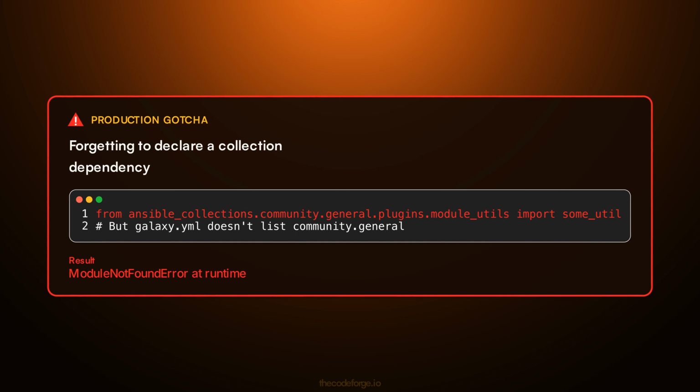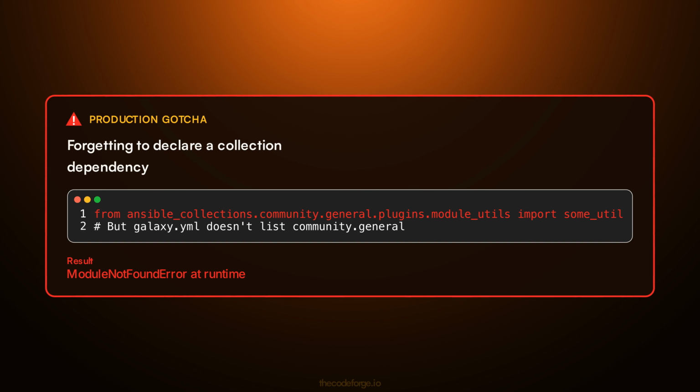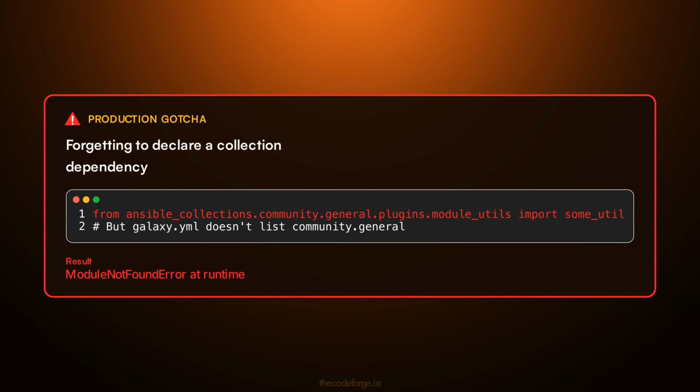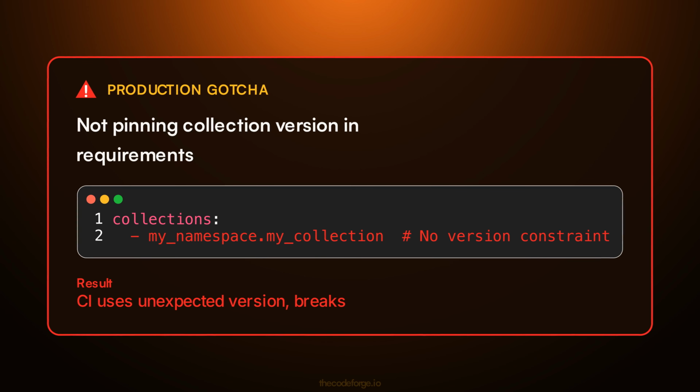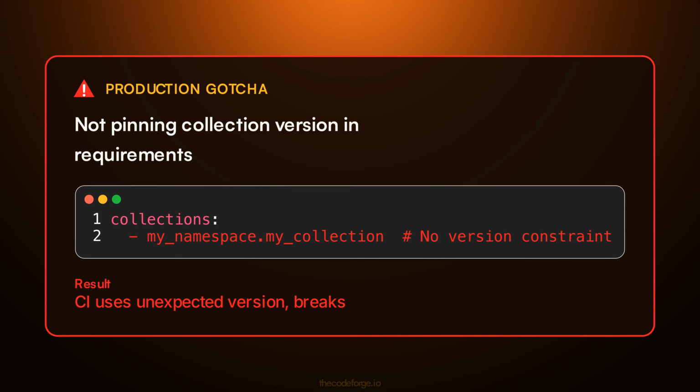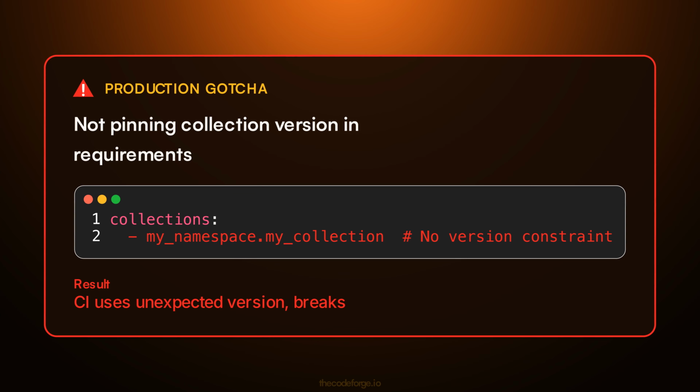If your module imports from another collection, but you forget to declare it in galaxy.yml dependencies, users will get a module not found error when they run a playbook using your module. Always add the dependency and republish. If you don't pin the version, CI might pick up a different version than expected, leading to import errors or behavioral changes. Always pin with == in requirements.yml.